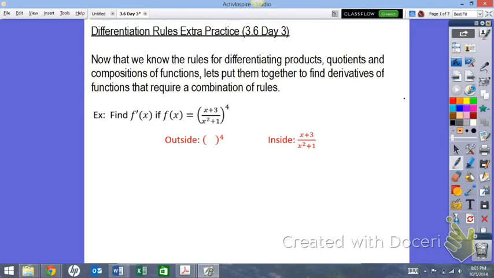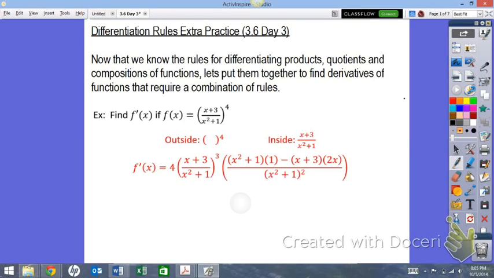So remember, chain rule is the derivative of the outside, where I leave the inside the same, and then I multiply by the derivative of the inside. So the derivative of the outside here is going to be when I bring the 4 down and then subtract 1. So I'd now have 4 times stuff to the third, and that stuff is the inside left the same. And then I'm going to multiply by the derivative of the inside.